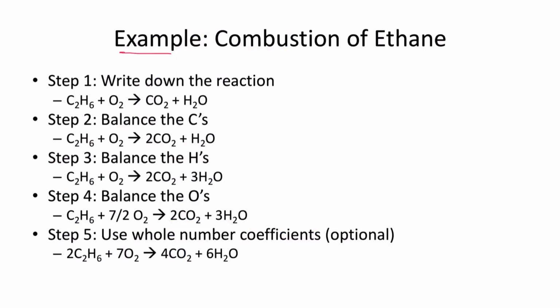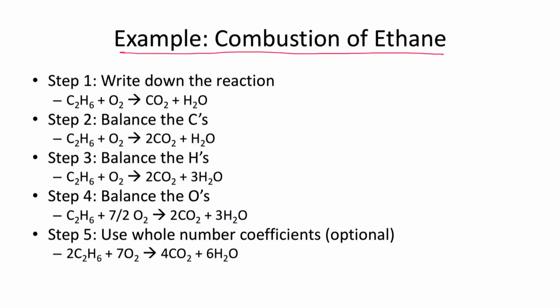Let's say you were interested in the combustion of ethane. Okay, and so the first step is going to be to write down the reaction. We're going to start with ethane, which is C2H6, and we're going to burn it. That's what combustion is. So we're going to add oxygen to it to make carbon dioxide and water. Okay, so those are my reactants and my products, right? C2H6 plus O2 yields CO2 plus H2O. Now I have to worry about the coefficients.